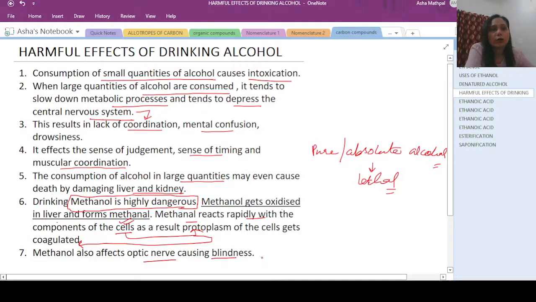So this is all about one of the most important carbon compounds, which is ethanol. I hope that you will be able to understand after going through this session. In our next session, I am going to cover ethanoic acid.